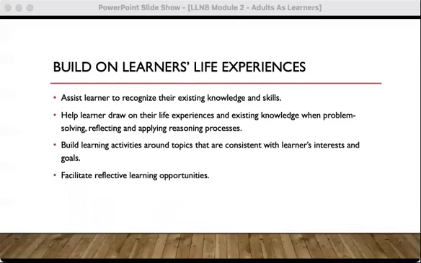You can build on the learner's life experiences. Assist the learner to recognize their existing knowledge and skills. Help the learner to draw on their life experience and existing knowledge when problem solving, reflecting and applying reasoning processes. Build learning activities around topics that are consistent with the learner's interests and goals. Facilitate active learning opportunities.